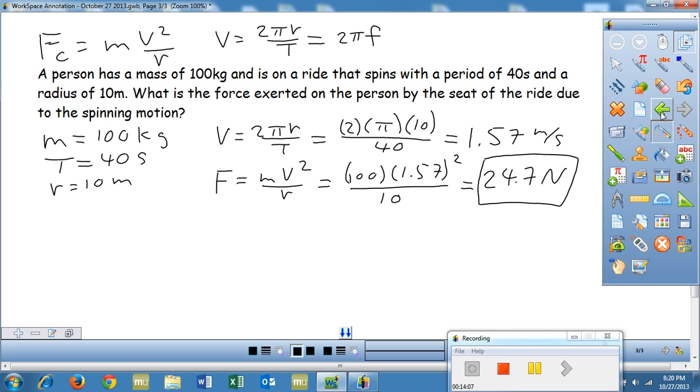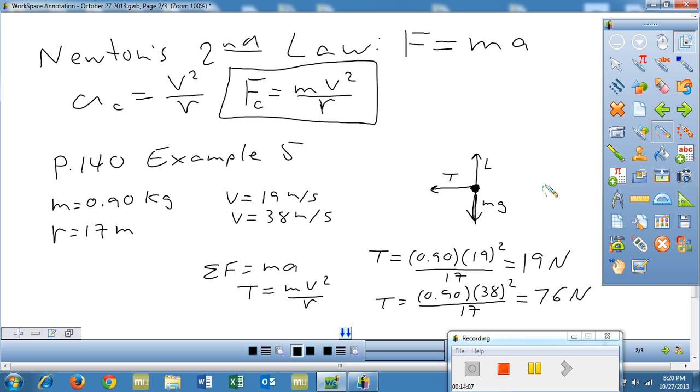Let me go back to the first page, and there it is. That's the key to this whole section. F sub c, the centripetal force, is mv squared over r. The main thing you have to understand is that's the force that pulls the object towards the center of the circle, and that's what causes it to curve in towards the center as opposed to going straight.